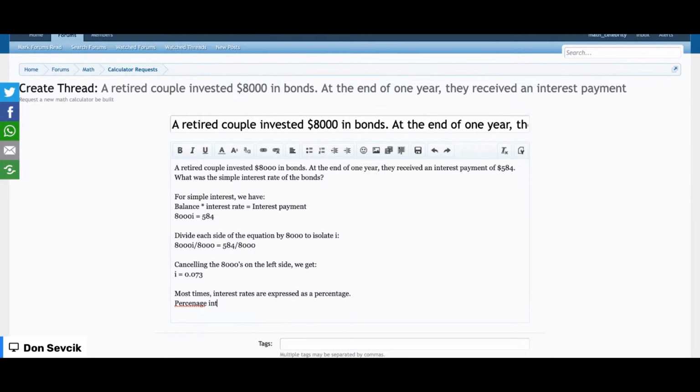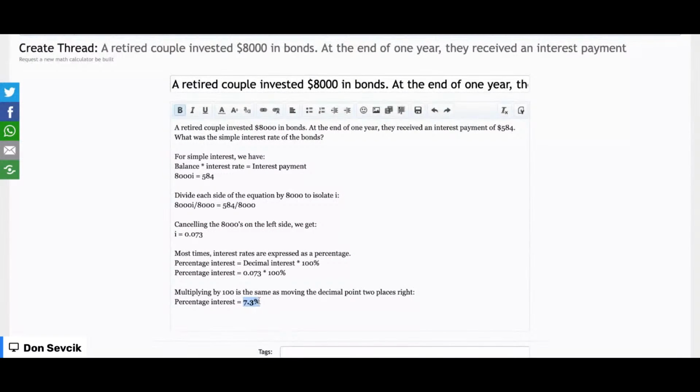Percentage interest equals decimal interest times 100%. So what we have is this: 0.073 times 100%. Well, multiplying by 100% is the same as moving the decimal place 2 steps right. So what we have is 7.3%. So that is your interest rate.